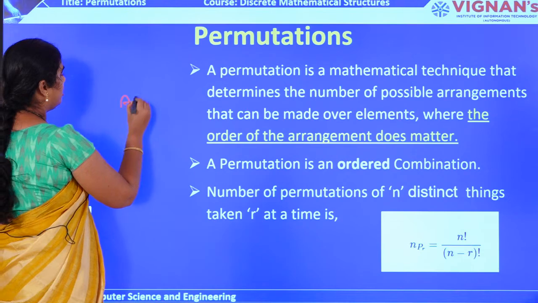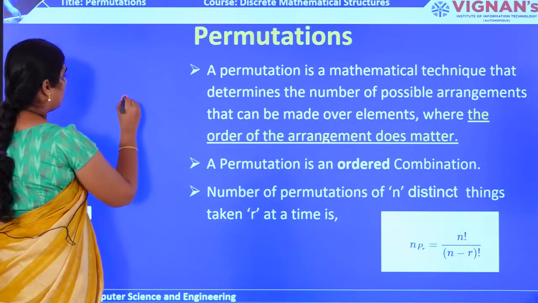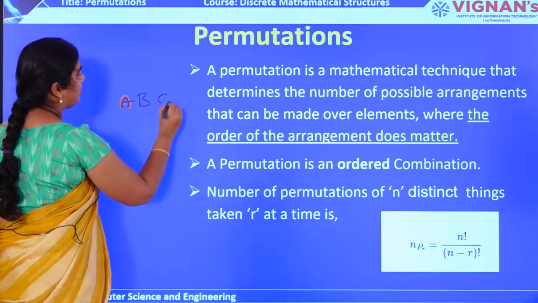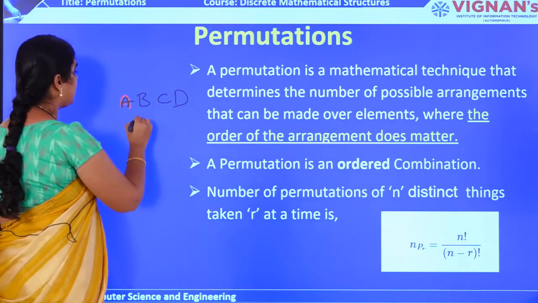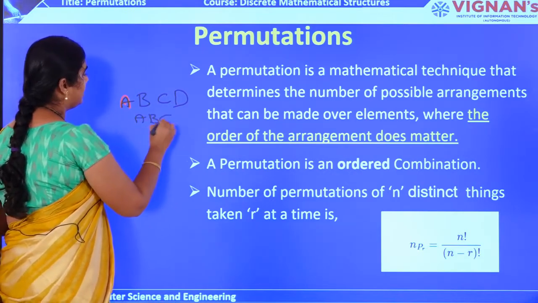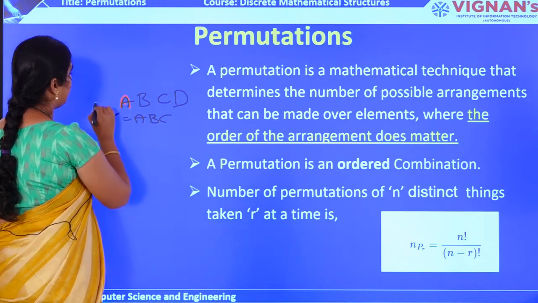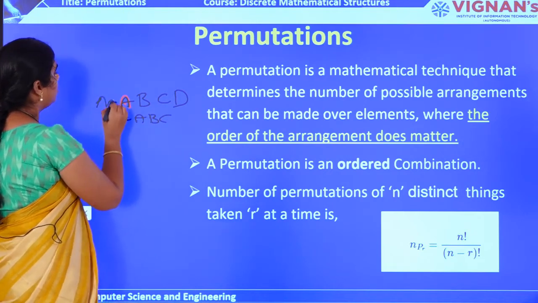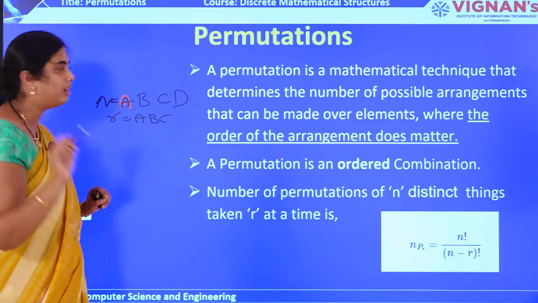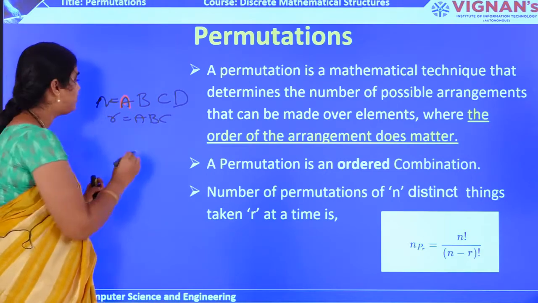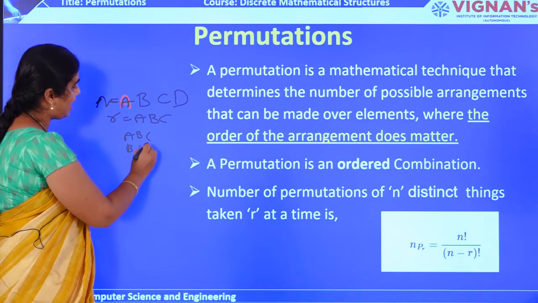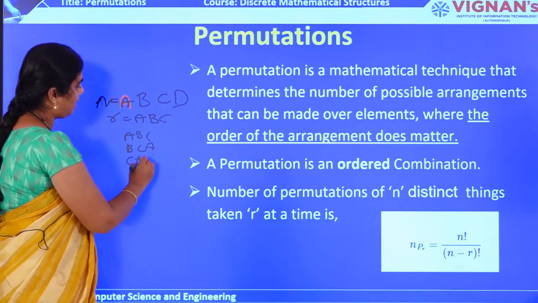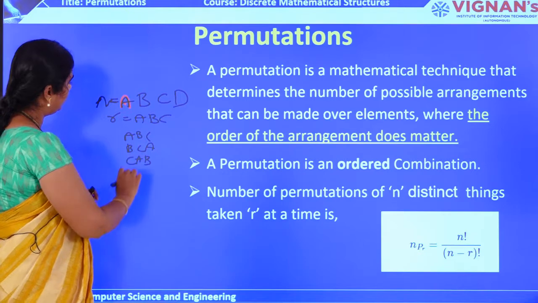I am given 4 letters A, B, C, D. I am asked to arrange 3 letters which are A, B, C. So here r equal to 3 and n equal to 4. In order to arrange A, B, C, what are the choices which you can get? A, B, C, or B, C, A, or C, A, B, or I think that's it.